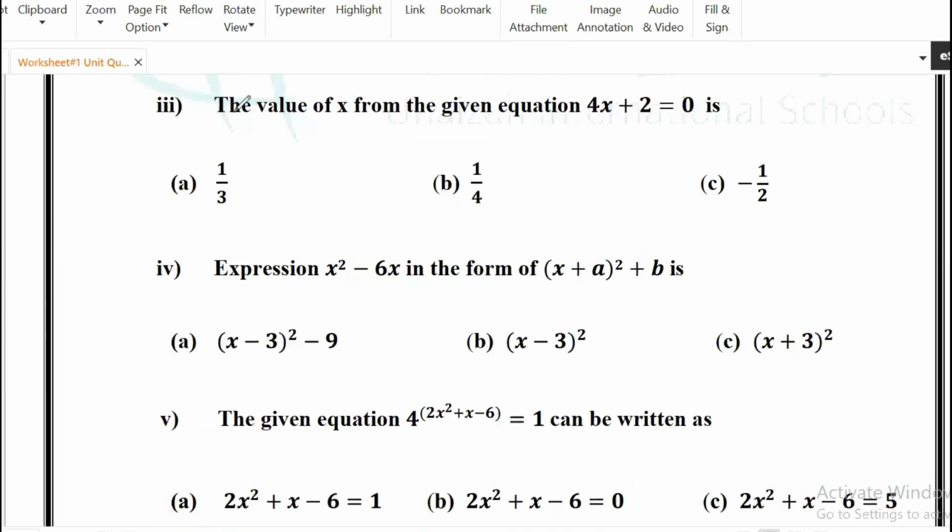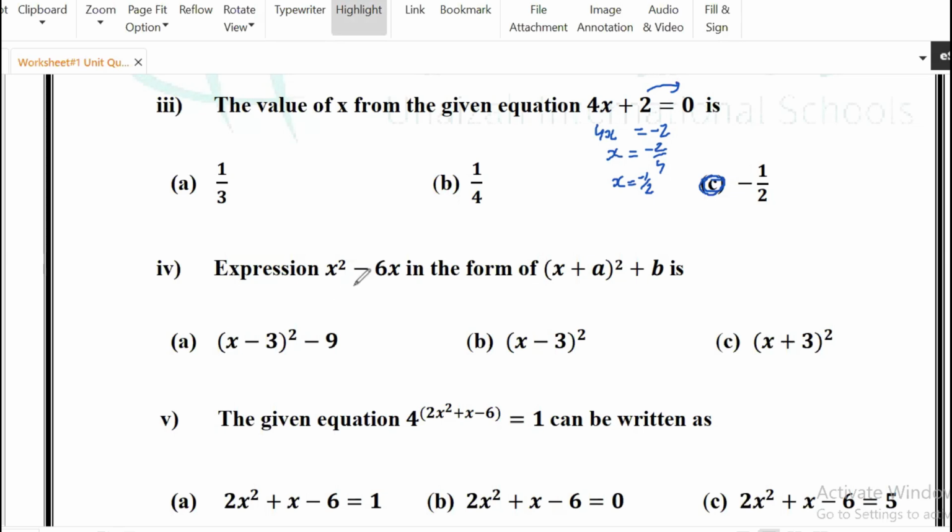Next we have part number 3, the value of x from the given equation 4x plus 2 equals 0. From here it's very easy. You will take the 2 to the other side, it becomes minus 2, and then divide both sides by 4. So it gives us x is equal to minus 1 by 2. So the C part is the correct option.